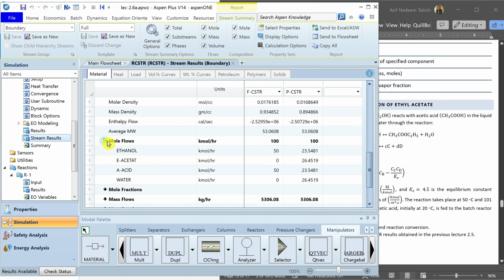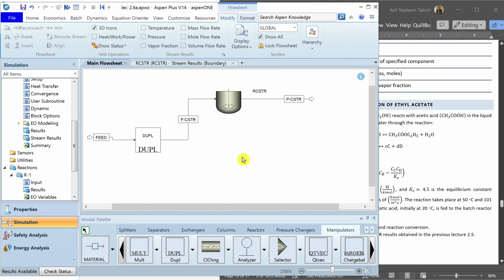On the mole flow tab, out of 50 kilomoles per hour of ethanol and acetic acid, 23.5 kilomoles per hour remain unconverted, whereas 26.45 kilomoles per hour are converted into the products. Let's solve the batch reactor and compare the results of the two.